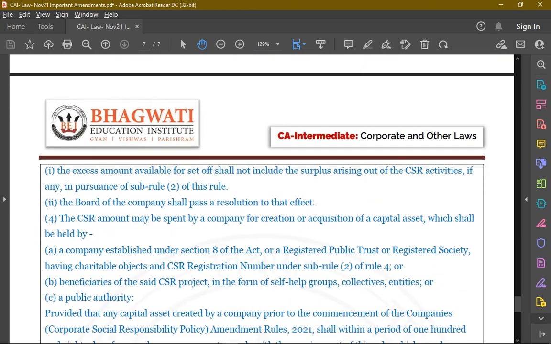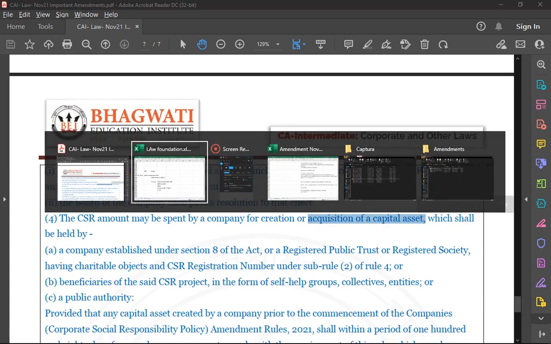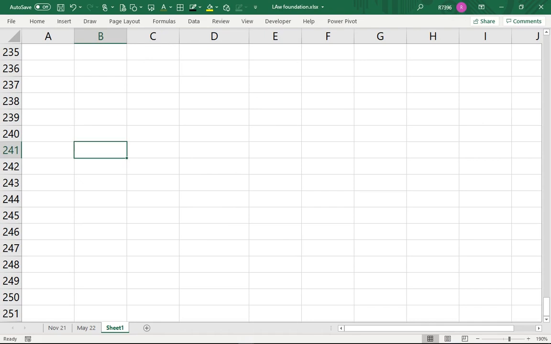Next rule is about the fourth. What does the fourth point say? It says about the acquisition of the capital assets. Okay, example. Suppose there is a company called, let's say, ABC Limited.